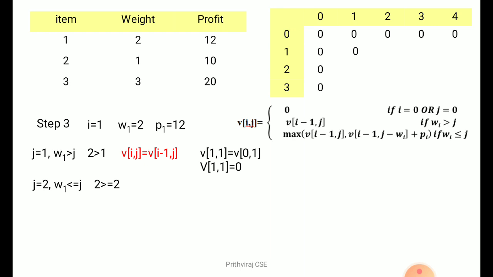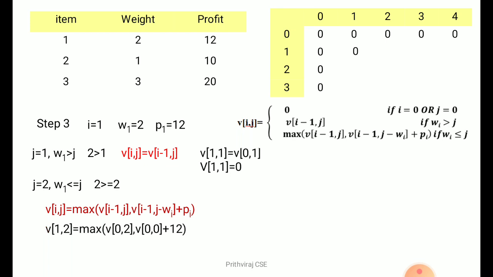Next, j is equal to 2. Again we have to check the condition. Here the value 2 is less than or equal to 2, so the third possibility: we have the max of V of i minus 1 comma j, and V of i minus 1 comma j minus wi plus pi. So V of 1 comma 2 is equal to the max of V of 0 comma 2, and V of 0 comma 0 plus 12. So max of 0 comma 12, which is equal to 12. So our V of 1 comma 2 value is 12.